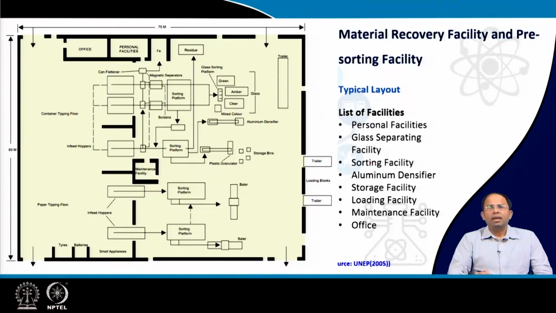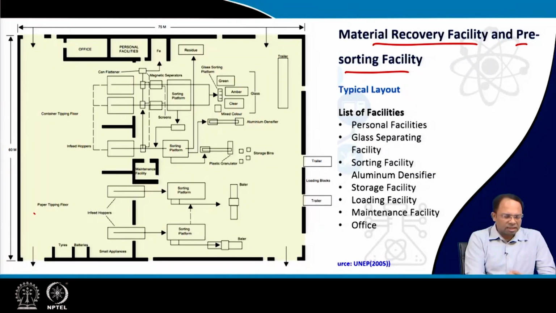So this is the typical layout of a material recovery facility or a pre-sorting facility. You can see that this is the place where already segregated, sorted waste is coming. This is the paper tipping floor. Here paper is unloaded. Here the containers are unloaded. Here my job is to separate different kinds of containers: glass containers, metal, aluminum containers, and other kinds of containers, right? Whereas here different kinds of papers are sorted.